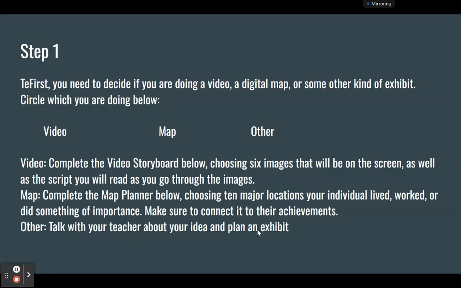Maybe you want to use Screencastify on your Chromebook. Maybe you want to use CapCut. Maybe you want to go home and film something with people helping you make it. All those are options. You can also just do the map on felt.com and I can help you make that. Or you can talk with your teacher about a different idea you have and we can plan it together. Take a moment and pause now and think of this idea.